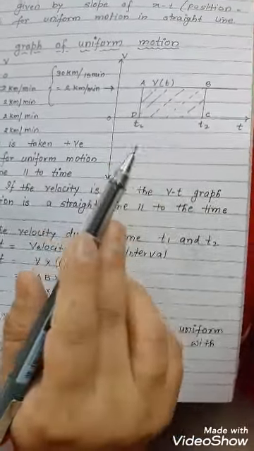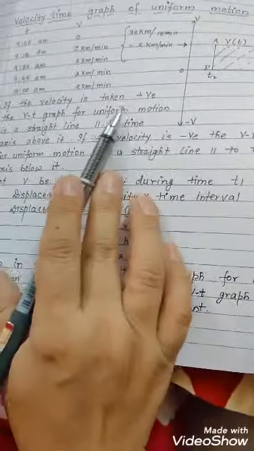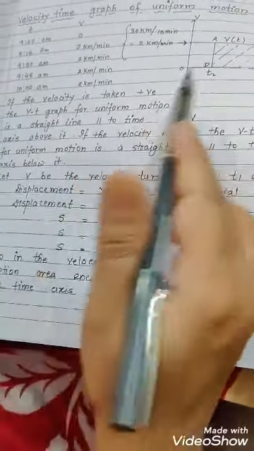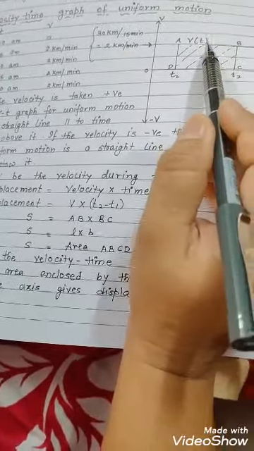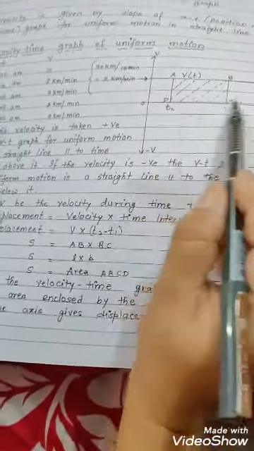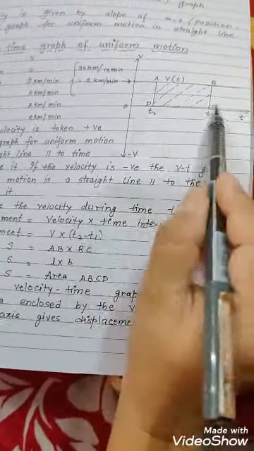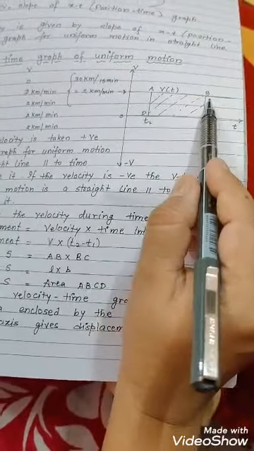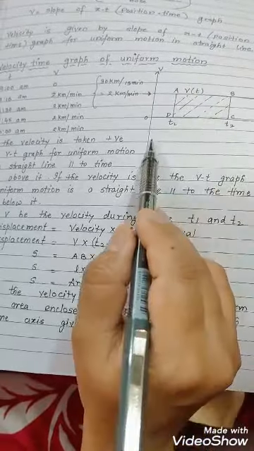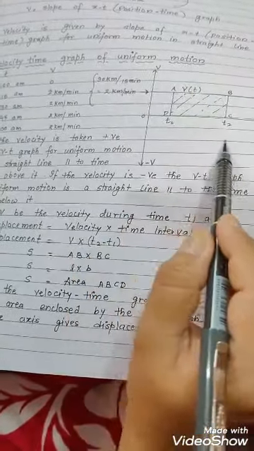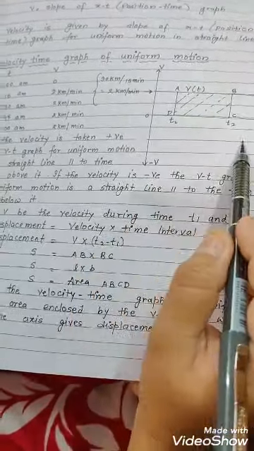So what you find is that if the velocity is positive, the vt graph for uniform motion in a straight line is parallel to the time axis, above the time axis. If the velocity is negative, you will get the velocity-time graph below the time axis. It will be parallel to the time axis, but in the negative v direction.